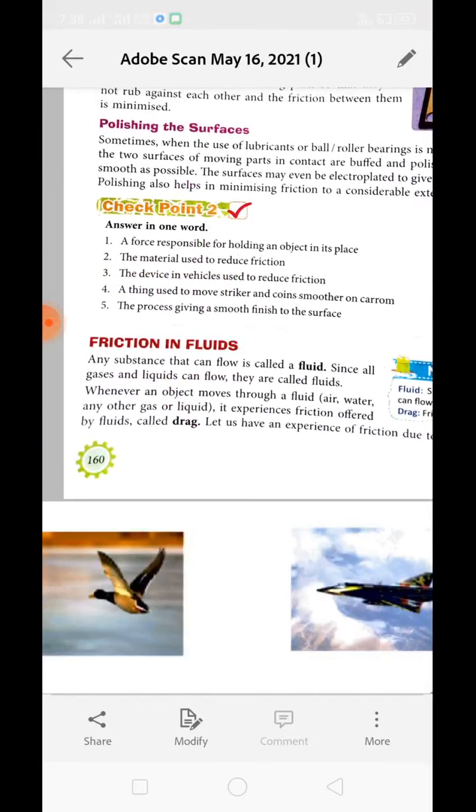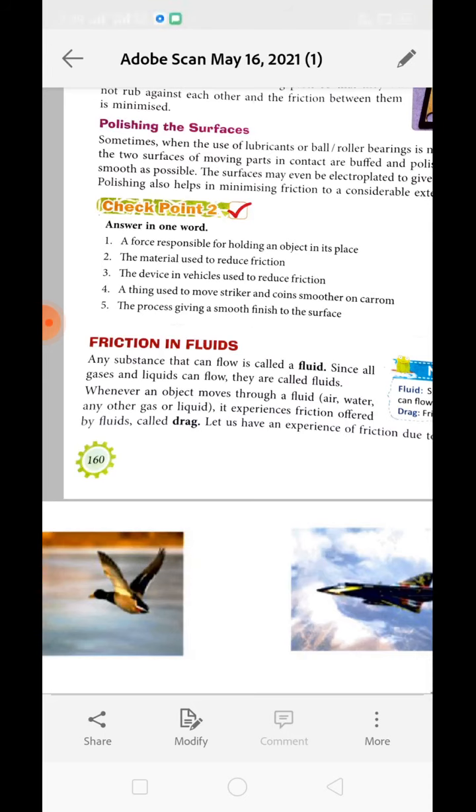See here, answer in one word. A force responsible for holding an object in its place. It is static friction. Second, a material used to reduce friction is known as lubricant. Third question, a device in vehicle used to reduce friction, ball bearing.